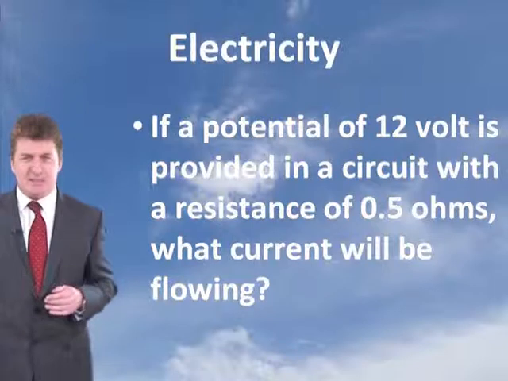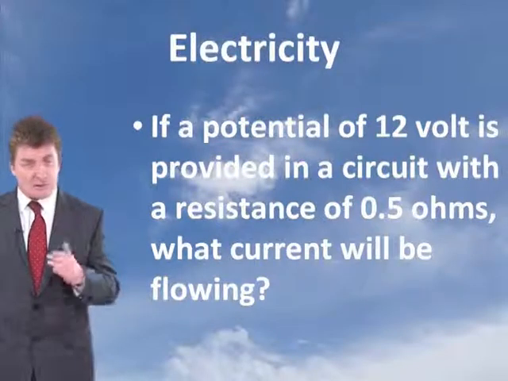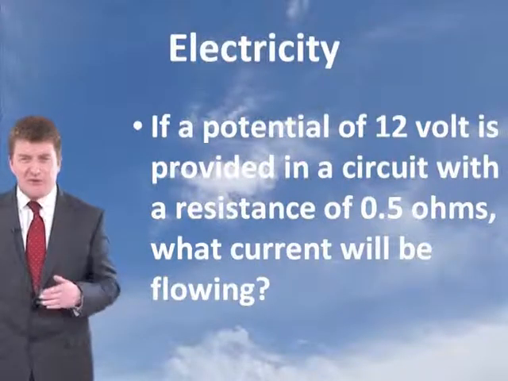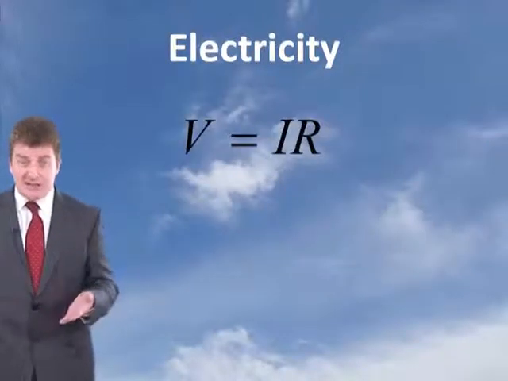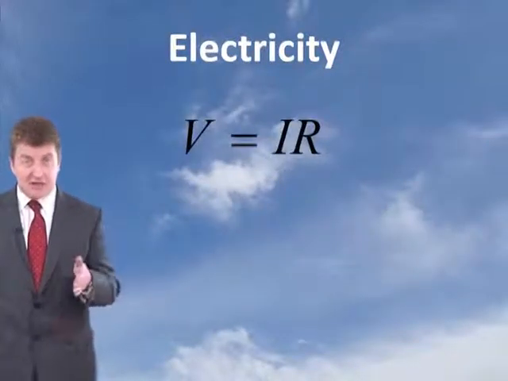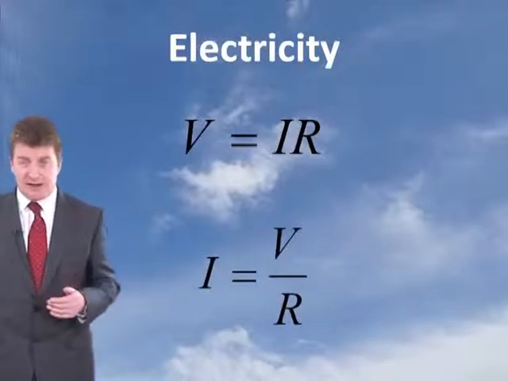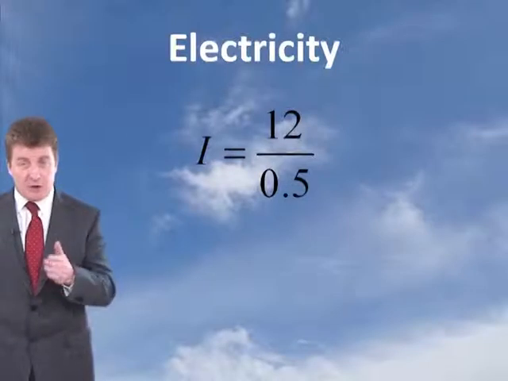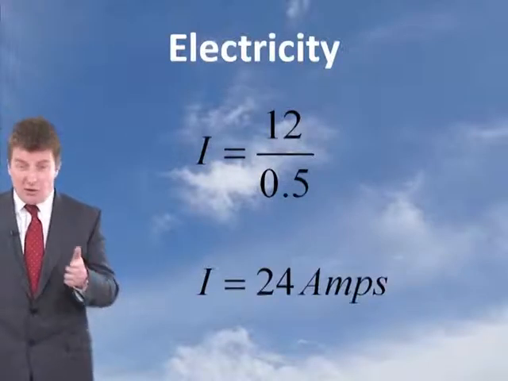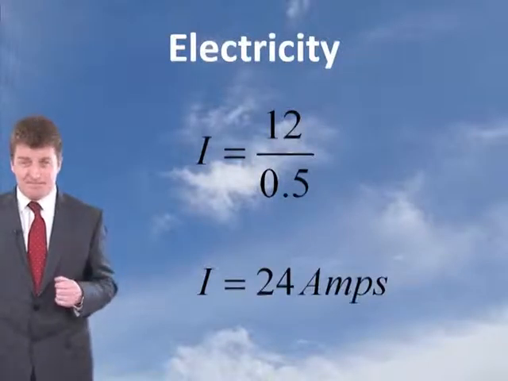Let's do another example. If a potential of 12 volts is provided in the circuit with a resistance of 0.5 ohms, what current will be flowing? Well, this is the formula, V equals IR. If you transpose it, you get I equals V divided by R. Insert your known values, I equals 12 divided by 0.5. It results in a current of 24 amps.